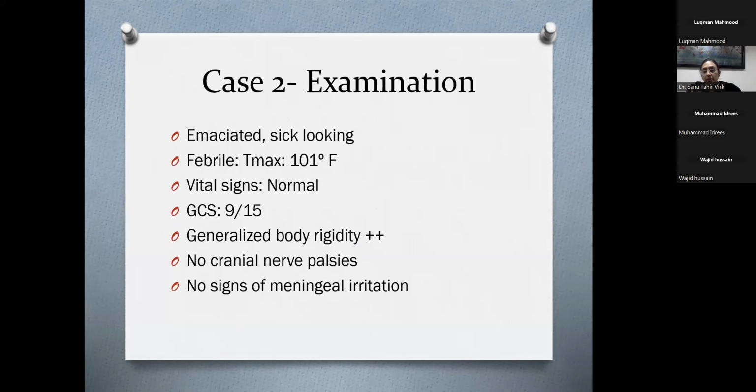On examination, he was emaciated and sick looking. He was febrile with a temperature of up to 101, and the rest of the vital signs were normal. His GCS was 9/15, and he had generalized body rigidity, although there were no cranial nerve palsies and no signs of any meningeal irritation.